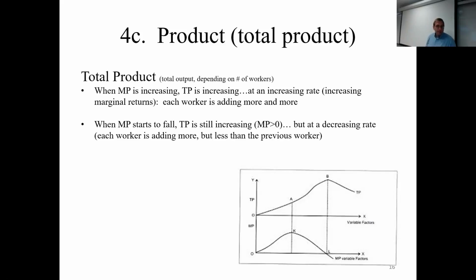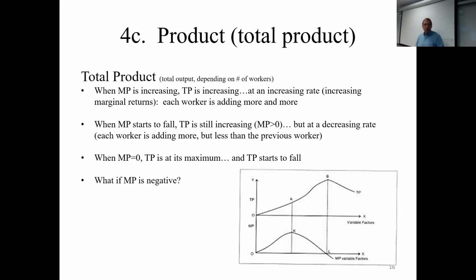So I've just got the explanation there. You can look at it at home because I just walked through it. When marginal product is increasing, total product's increasing.